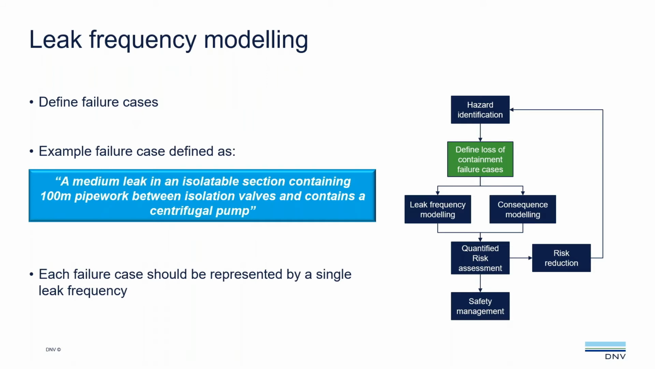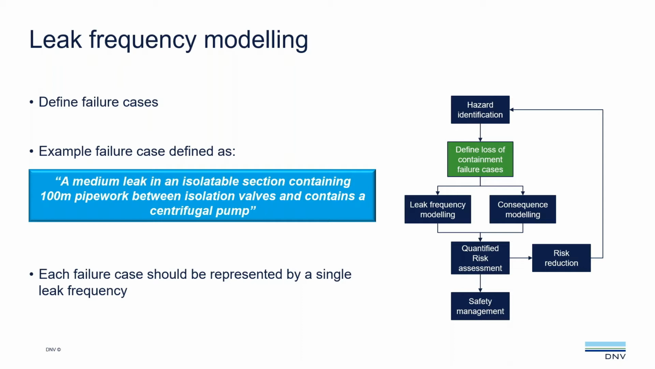We can also see in this workflow that one of the steps prior to the leak frequency modeling is for the analyst to define the loss of containment failure cases. Some people refer to these as loss of containment scenarios. In this webinar, I'm going to use the terminology failure cases. We can see an example failure case described in this blue box on the left-hand side. And in this example, a failure case is a medium leak in an isolatable section containing 100 meters of pipework between isolation valves and contains a centrifugal pump.